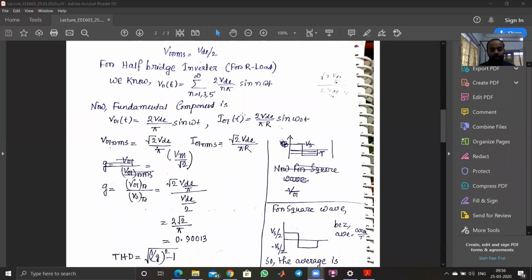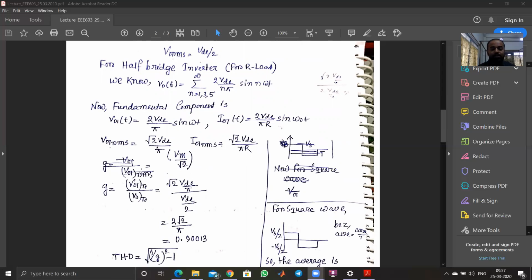Now we will check the half bridge inverter for R load. What will be the total harmonic distortion? What amount of harmonic distortion is there? We know that this formula has already been derived in the last class. From this, if we take the fundamental component, this is the fundamental voltage and this is the fundamental current. If we take the RMS value of this, which is Vm by root 2, this is the RMS value and this is the RMS value of the current.